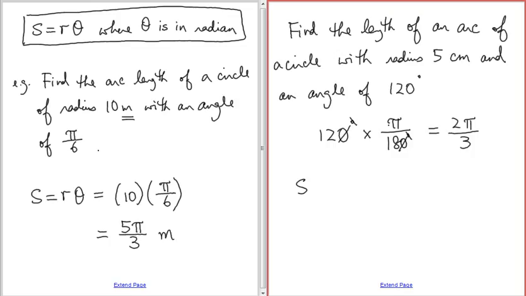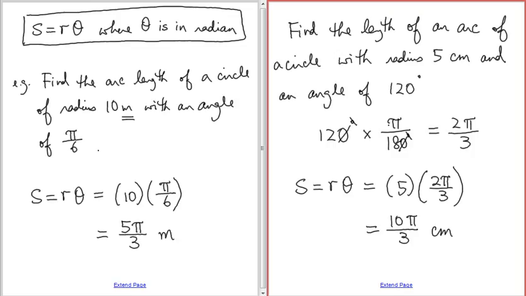Now I can say s is equal to r theta. So that becomes 5 times 2 pi over 3. And so that will give you 10 pi over 3. And what is the unit? The unit is what? Centimeter.